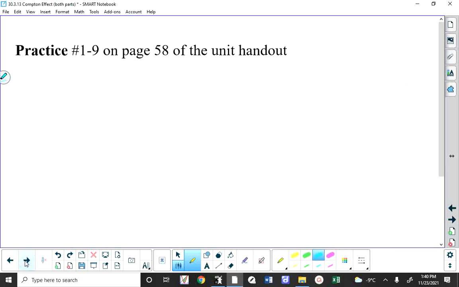There are some practice problems here, number 1 to 9 on page 59 of your unit handout. As usual, give me a minute or two to sort things out on my computer for the next class, and then I'll be around to help you out.